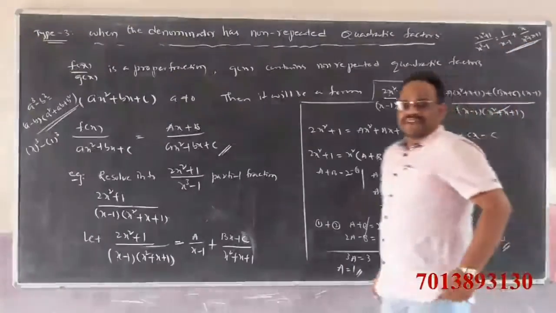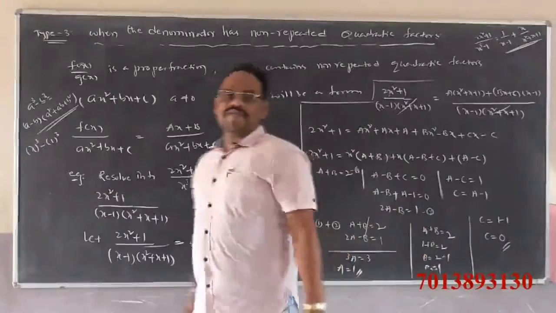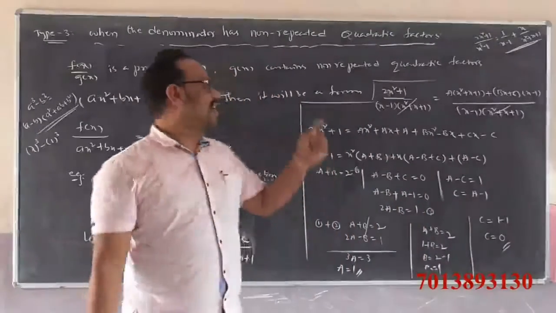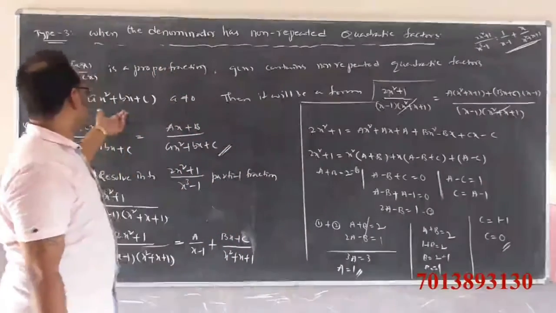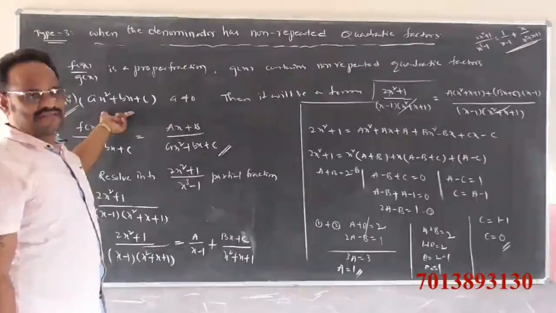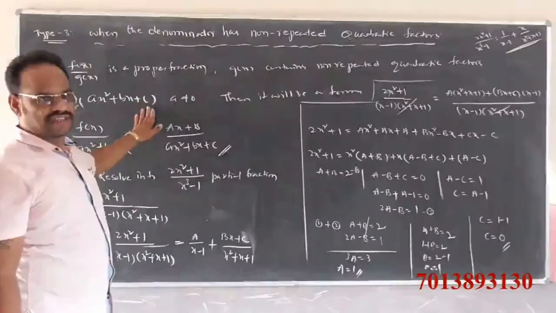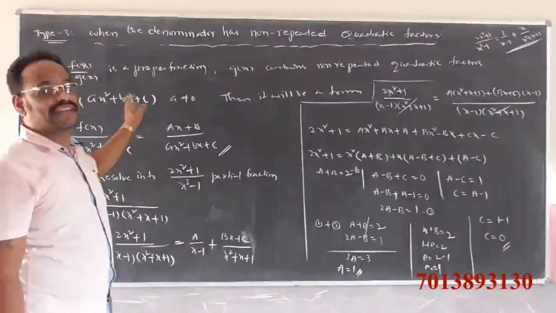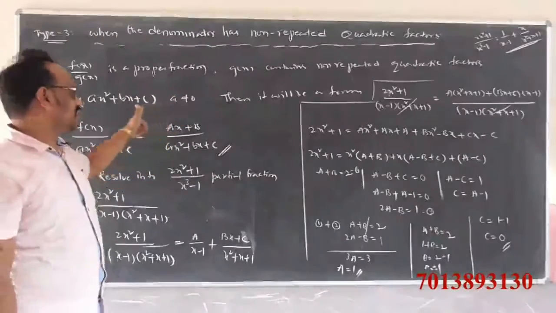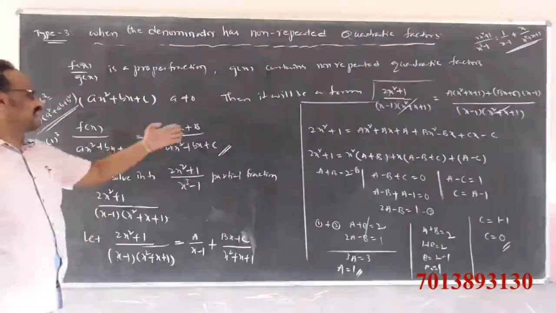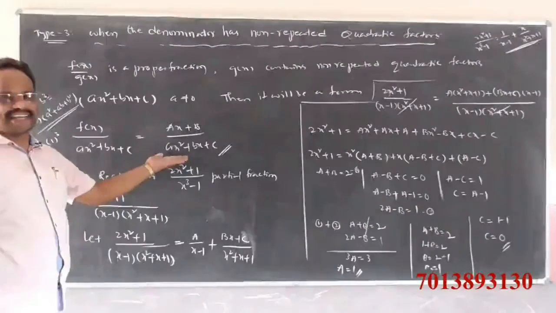This is the partial fractions of the given problem. This is type 3: when the denominator has non-repeated quadratic factors. Observe here, when the denominator has non-repeated quadratic factors, that is ax square plus bx plus c, so the denominator is in the form of ax square plus bx plus c. How to convert into partial fractions? This can be written as ax plus b by ax square plus bx plus c.